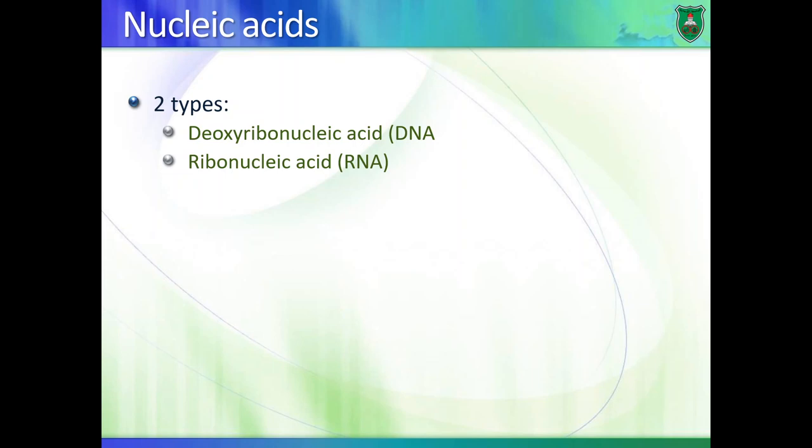So let's start. There are two types of nucleic acids: deoxyribonucleic acid, also known as DNA, and ribonucleic acid, known as RNA. Now, nucleic acids are polymers. So let me define what polymers are.